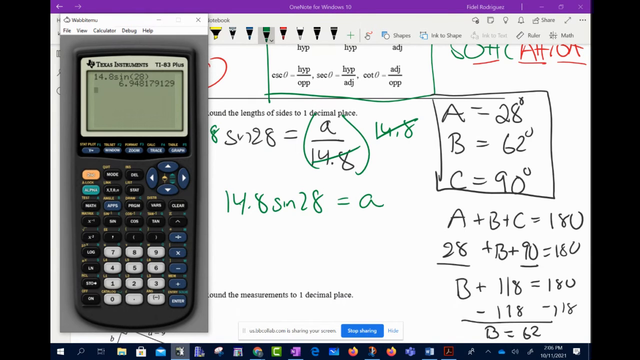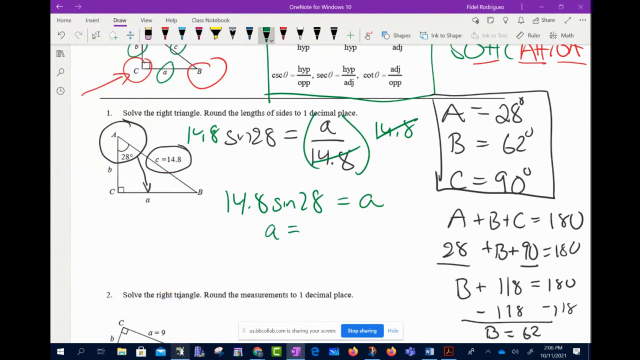We're supposed to round to one decimal place. So would you say 6.9 or 7? 6.9, right? Okay, so cool. So we got a is 6.9. We don't have any units here, so 6.9 what? I don't know, 6.9 units. Okay. Now, let's see if we can do the same thing here. We already found little a. We already know what little c is. We need to find little b. What could we use to find little b?